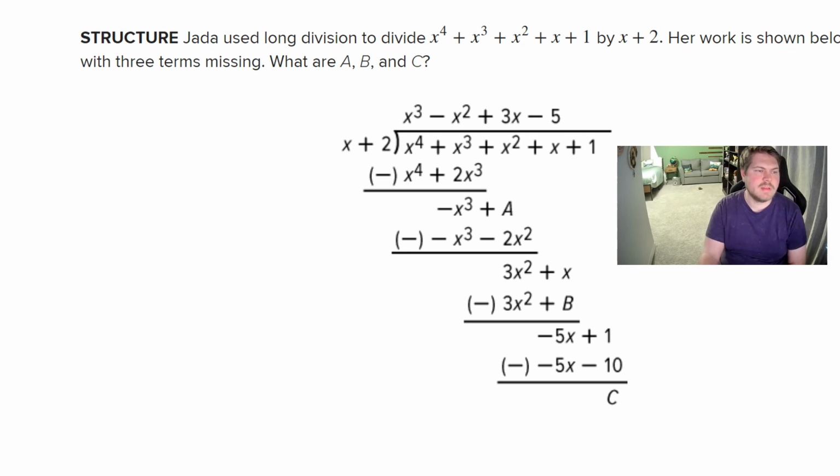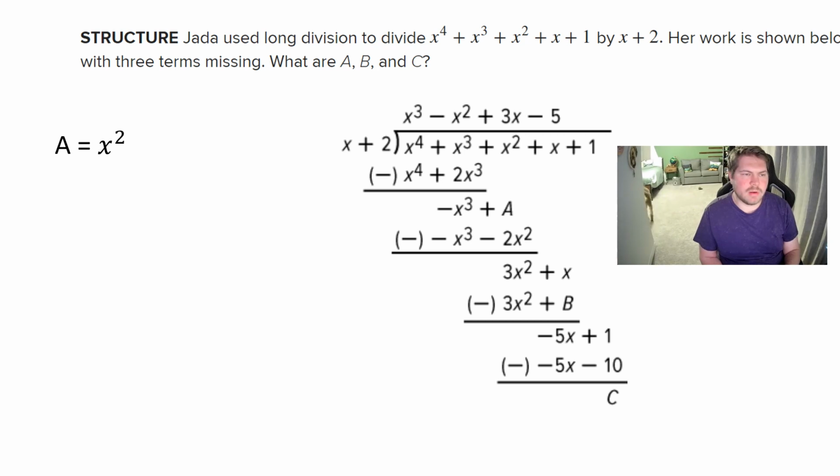All right, so this one looks complicated, but it's actually really easy. Jada used long division to divide these, and this is her work. So we're trying to find A, B, and C. Well, A is super easy because that was just whatever she brought down from the original equation, which we can see right there is x squared. So super easy start.